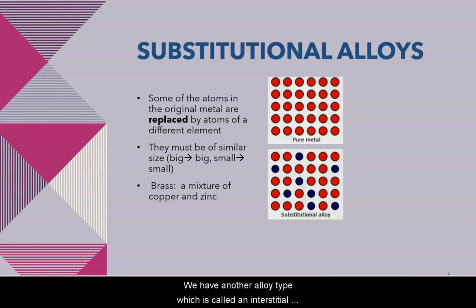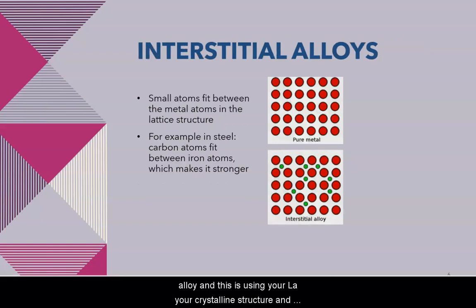We have another alloy type, which is called an interstitial alloy, and this is using your crystalline structure and the space between to make it even stronger. This is where small atoms like carbon fit between the metal atoms in the lattice structure. And a good example of this is when carbon atoms fit between iron atoms, which make it stronger. And this is what we get to see in steel. So you can see in the pictures, the pure metal is still all the red dots, but with the interstitial alloy, those little green dots are the carbon, and it's making its way into the lattice structure to kind of bolster it and make it stronger.